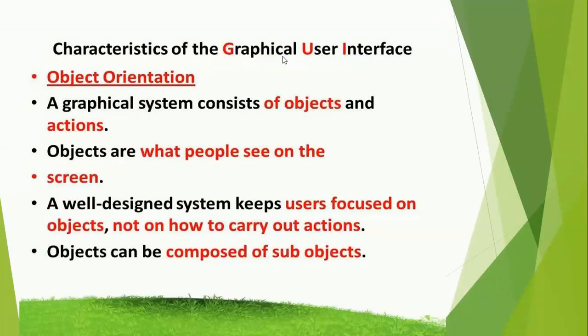Next point, that is object orientation. A graphical system consists of objects and actions. Objects are what people see on the screen. A well-designed system keeps users focused on objects, not on how to carry out actions. Objects can be composed of sub-objects. So when I say objects, for example, an object may be a document. A document's sub-objects may be paragraphs, sentences, words and letters.